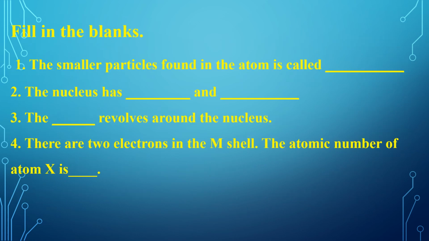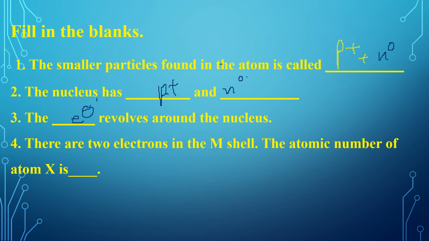Next, the small particle found in the atom. The nucleus contains protons as well as neutrons in the center of the atom. The nucleus has protons and neutrons. Then dash revolve around the nucleus, that is, electrons revolve around the nucleus.